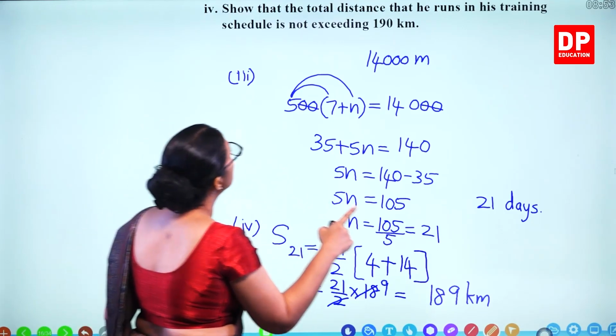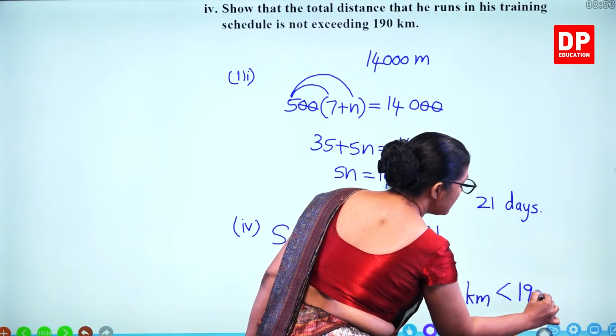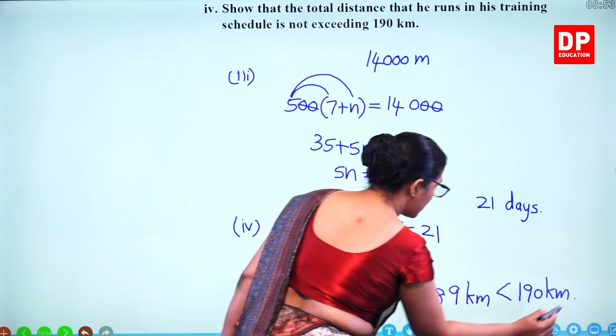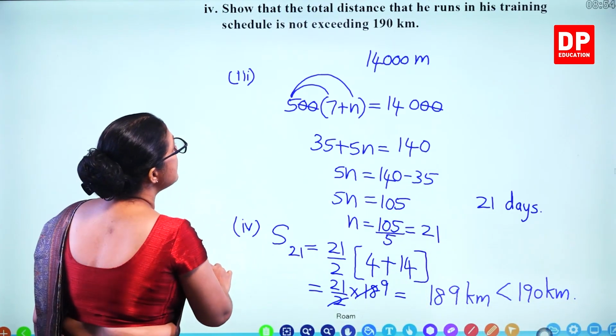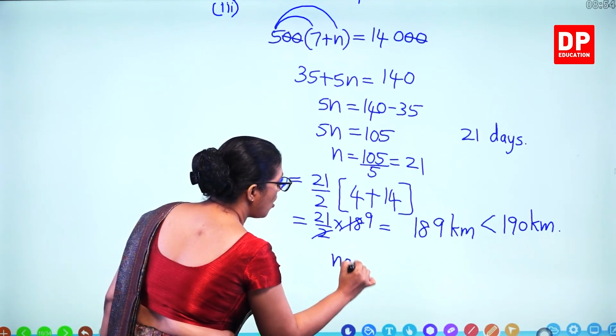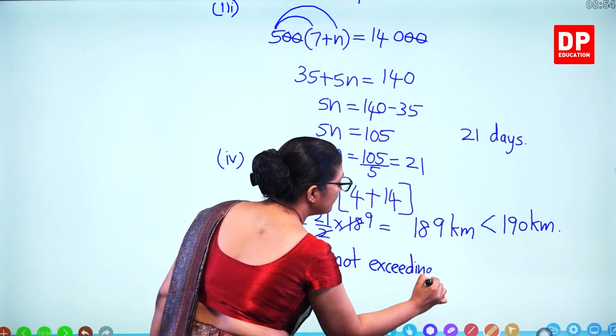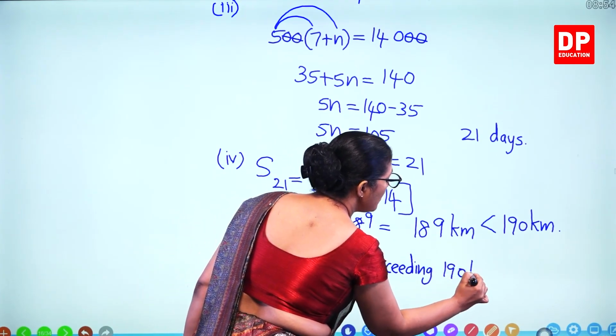That's not exceeding. So that's less than 190 kilometers. So you can say that it's not exceeding 190 kilometers.